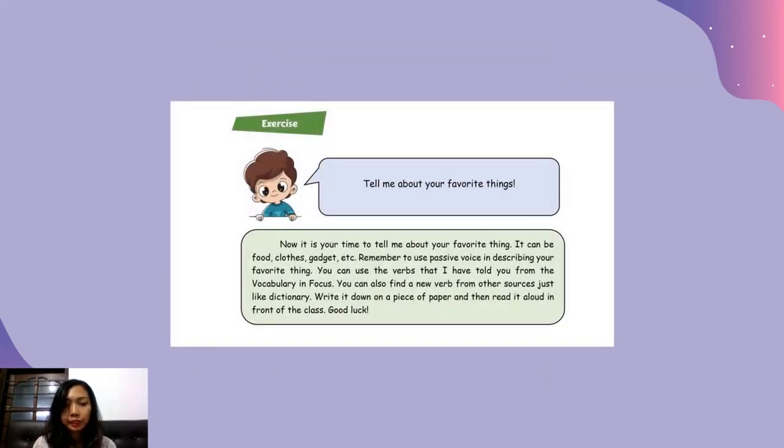In the last section, the students have to make a descriptive text about their favorite thing. It can be about food, clothes, gadgets, and so on. In this activity, the students have to use passive voice in their description.